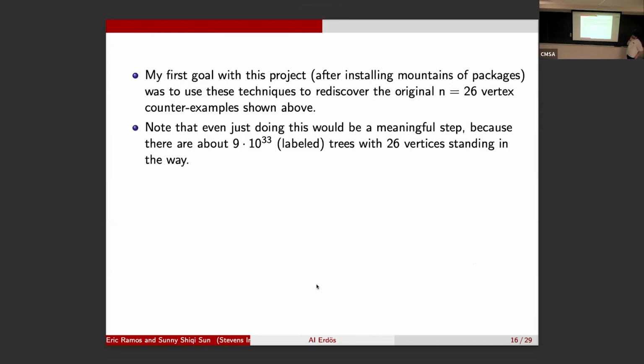Now, note that even pulling this off would be a meaningful step because, as I said, there are 9 times 10 to the 33 labeled trees with 26 vertices. 9 times 10 to the 33 is an astronomically colossal number. And there are two families of counterexamples within those. So this is really a needle in a haystack.